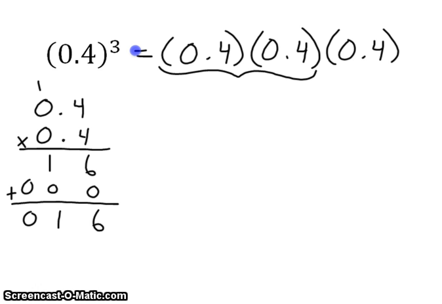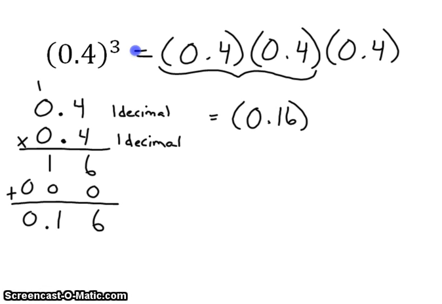Bring down the 0. Now, remember, with decimals, our answer should contain 2 decimal places, because the sum of the decimal places in each part, this has 1 decimal place, and this has 1 decimal place, is 2 decimal places. So that would make it 0.16, or 16/100. Now we have 0.16 times 0.4.